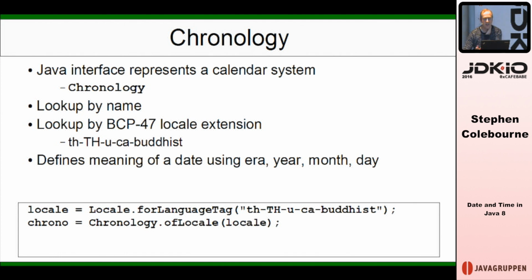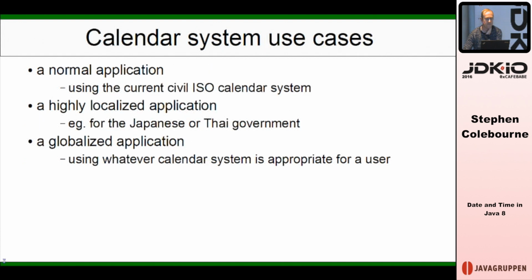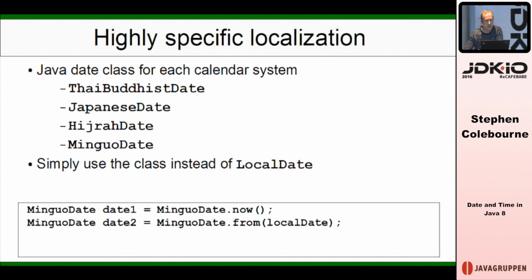Okay? And these define everything in terms of an era, a month, and a day. So in most cases, you should use the ISO calendar system. We've chosen it as the primary calendar system. When would you use, like, the Japanese one? If you're writing a highly localized application, for example, for the Japanese government, you might need to use the Japanese calendar system. A globalized application where you're supposed to use whatever calendar system is appropriate for your user, well, we'll come to that in a minute.